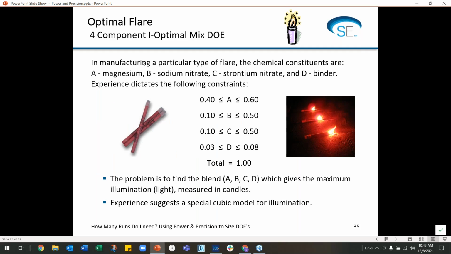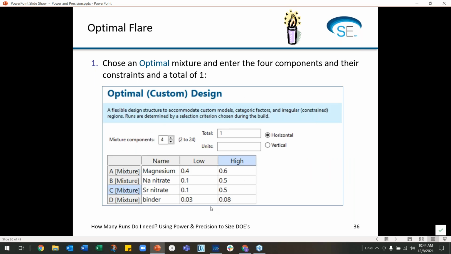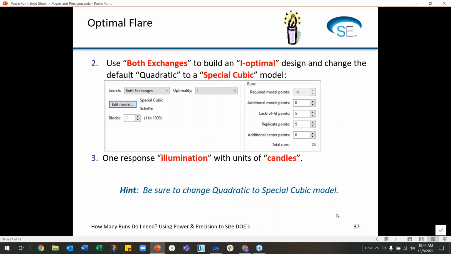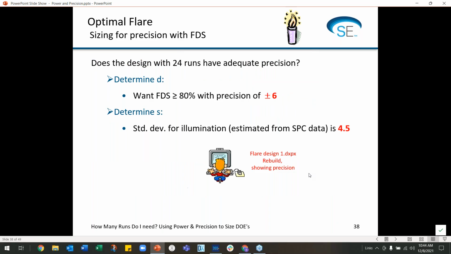In this mixture case, we're creating a flare with 4 chemicals, and each of the chemicals is constrained to some region with a total of 1 or 100%. We're trying to find the blend that gives a maximum illumination, and we're going to use a special cubic model for this. So we're going to build this design and check to see if it has adequate precision.